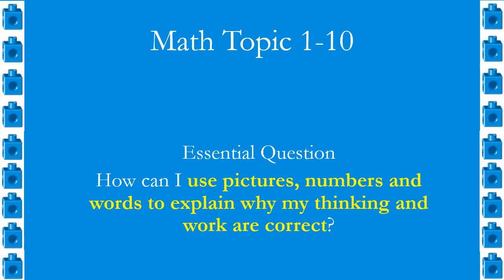And today, today's essential question is how can I use pictures, numbers, and words to explain why my thinking and work are correct? In the last lesson, we talked about word problems, and trying to find what information was needed and how we could solve them. And we had many strategies for doing that. Now we're going to talk about how we can explain why we're right. It's not just about getting the right answer, it's about explaining it.